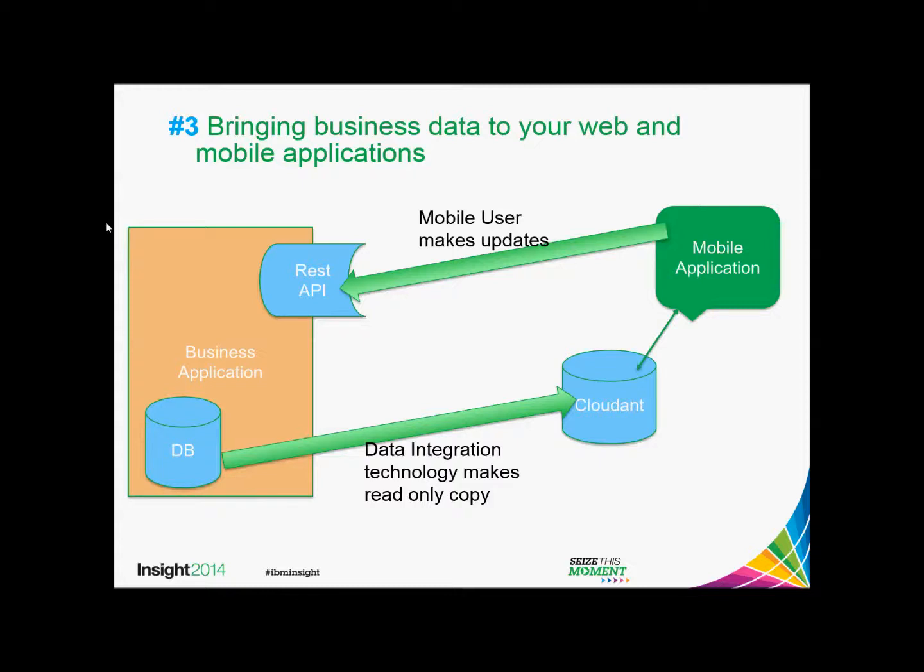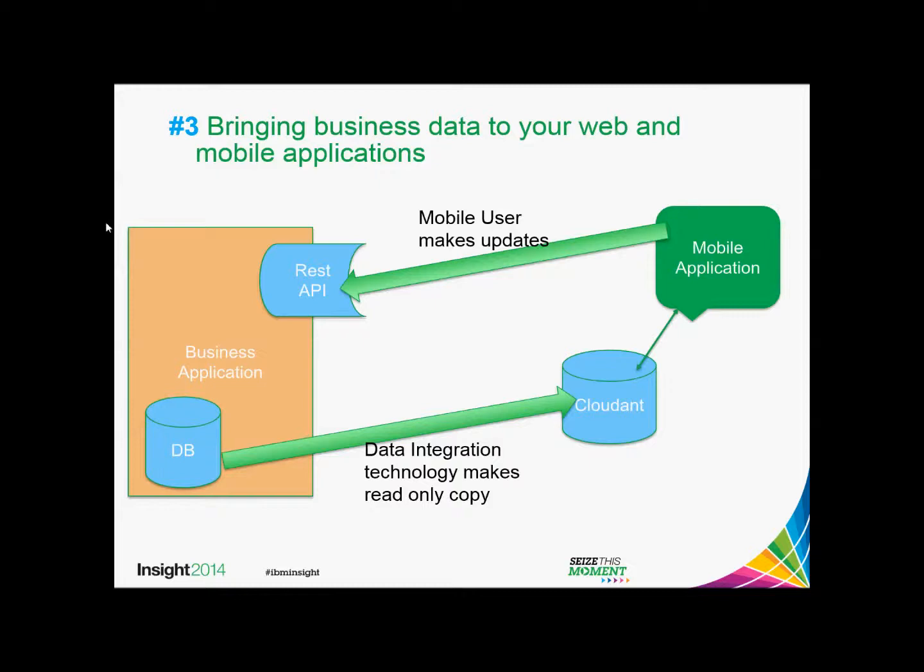Trend number 3, bringing business data to your web and mobile application. So here's a picture of the model that we think makes sense in this world. You'll have your mobile application working with your system of engagement database. I've labeled it Cloud in here. It could equally well be MongoDB or something else. You'll have your business application that has its underlying database. We think it makes sense to use data integration technology to make a read-only copy of that system of record data into your system of engagement database, so your mobile application has one place to go to learn both about the system of engagement data and the underlying business data behind that in your system of record.